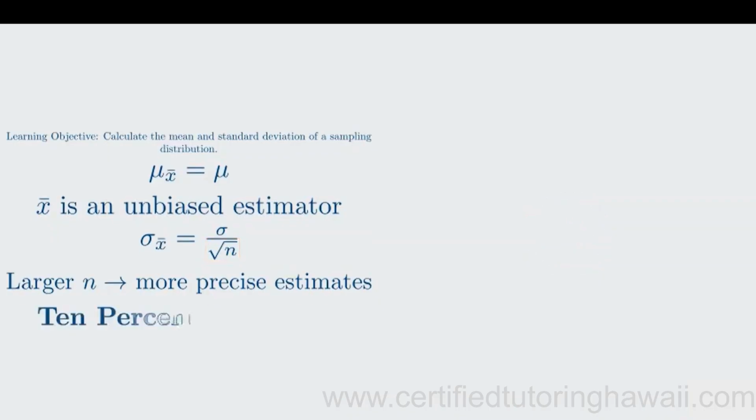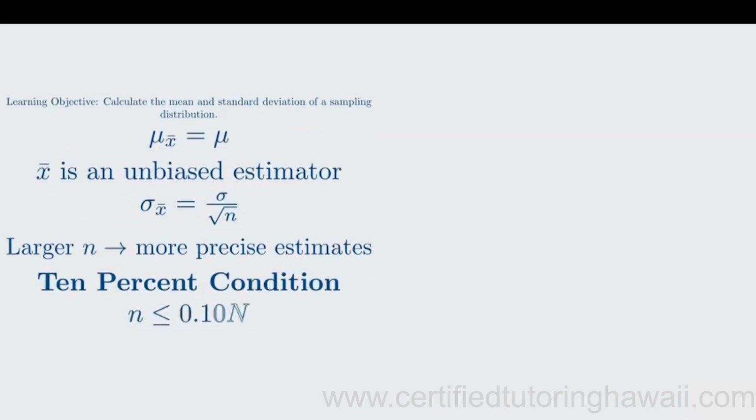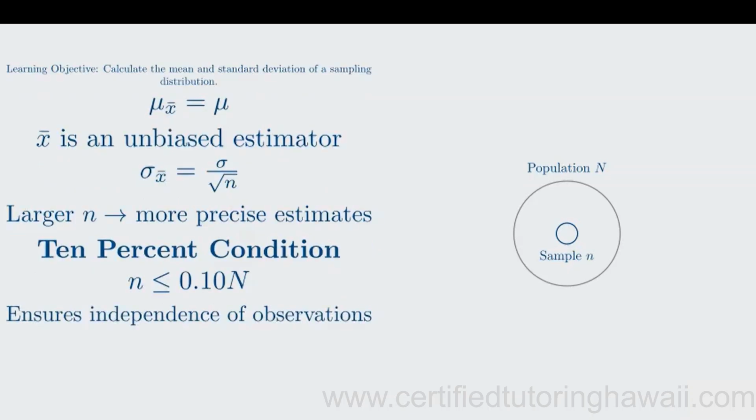However, there is a catch. For this formula for standard deviation to be accurate when we are sampling without replacement, we must satisfy the 10% condition. This means our sample size, small n, must be no more than 10% of the total population size, capital N. This ensures that the observations are independent enough for our calculations to hold true.